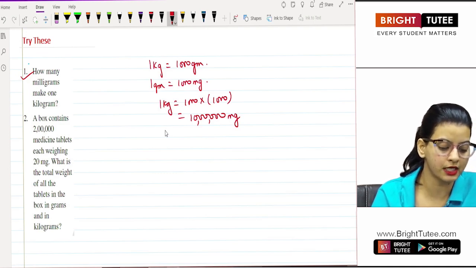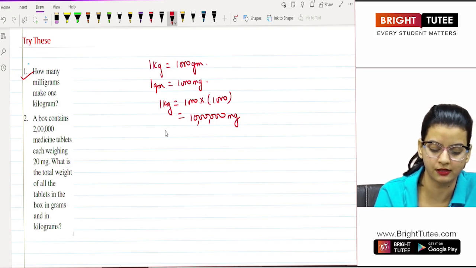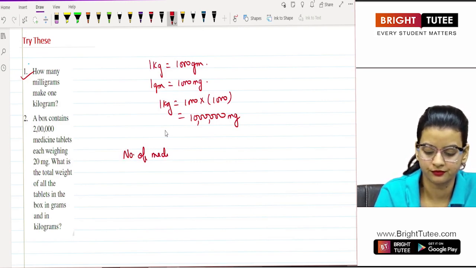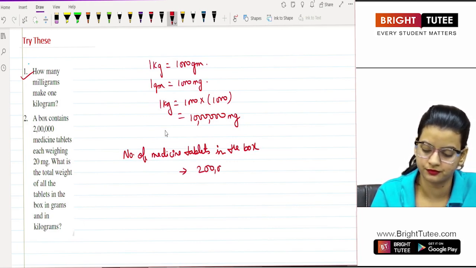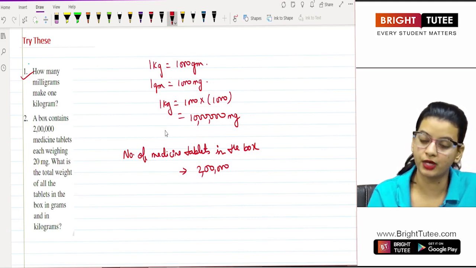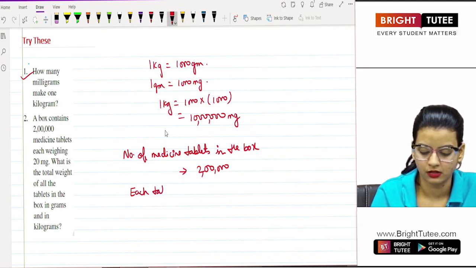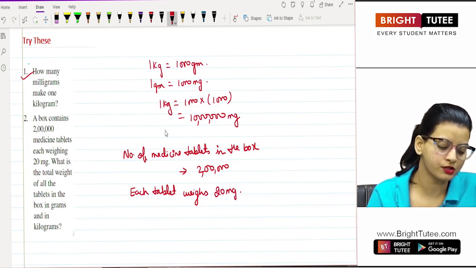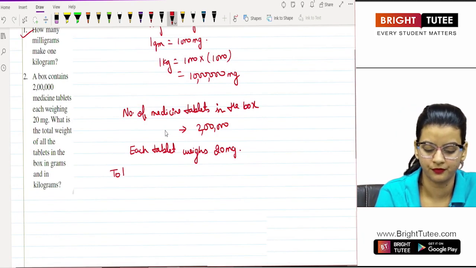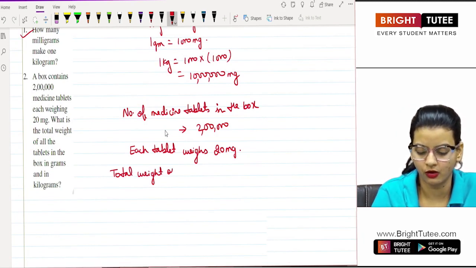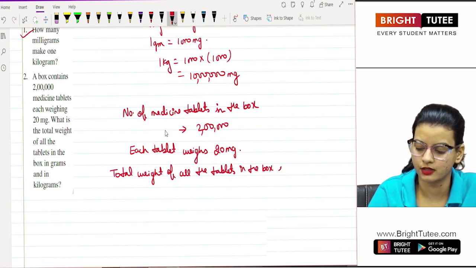The second one is, a box contains 2 lakh medicine tablets, each weighing 20 milligrams. So each tablet weighs 20 mg. Now, what is the total weight of all the tablets in the box in grams and in kilograms? So the total weight of all the tablets in the box in grams.